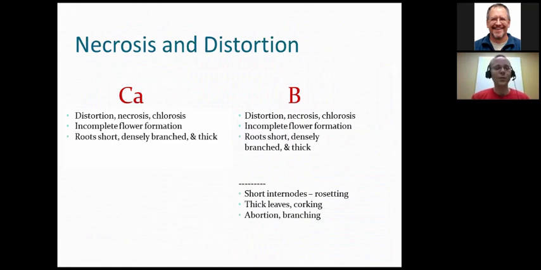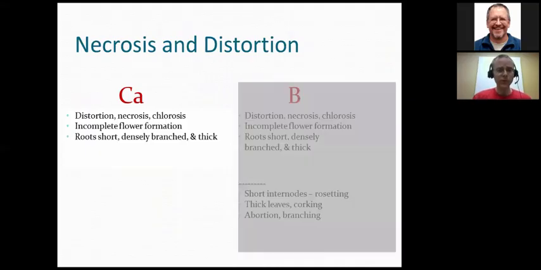The leaves are going to be very thick and brittle. Sometimes there'll be kind of like a corkiness to them. If you try to bend them, they'll usually break, as opposed to being flexible that we normally would see in at least a non-succulent plant. And we'll see abortion of the growing tip, and prolific branching on the lower lateral internodes. But let's look at calcium.